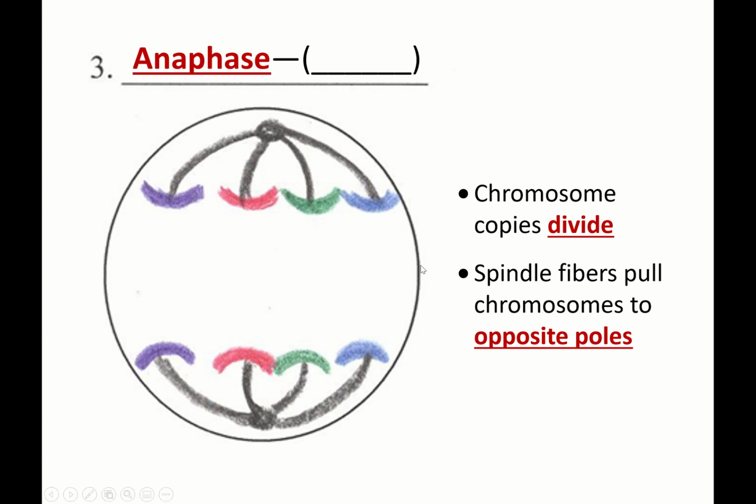This is done because the cell's about to split right down the middle. We want the chromosomes to be as far away from that split as possible so we don't lose any chromosomes. So it's really important that they get pulled to opposite sides.